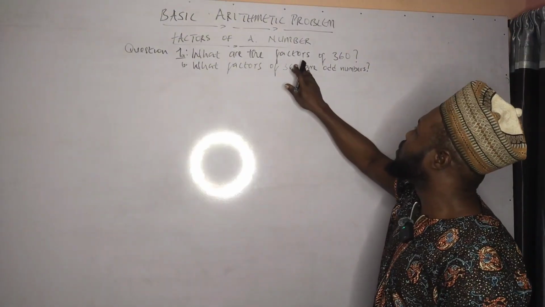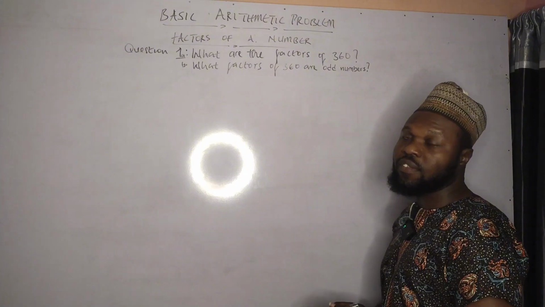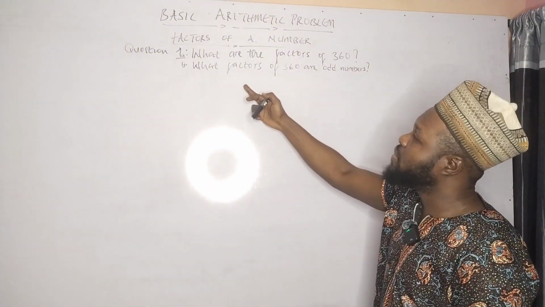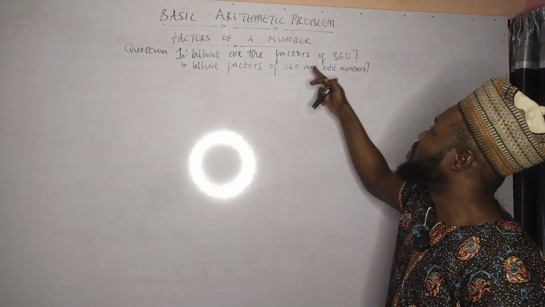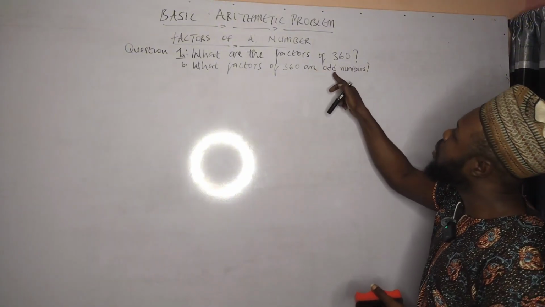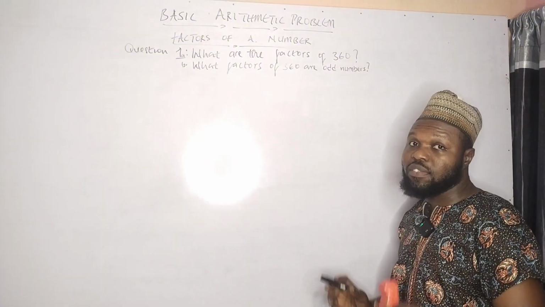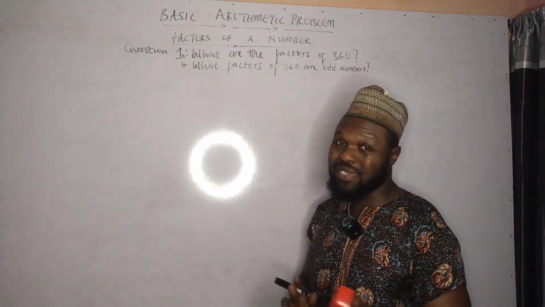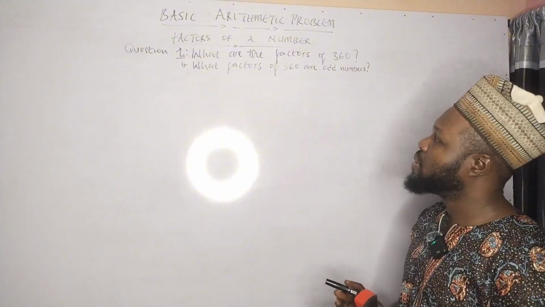Now look at this question. What are the factors of 360? And the second question says, what factors of 360 are odd numbers? It's a very simple question, but as simple as it is, it is technical.